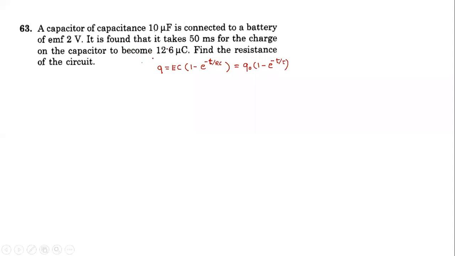Okay, let's see. How do you find the resistance of the circuit? Let's put those values in this equation. So what is Q equal to? 2.6 microcoulomb. What is EC equal to? 20 microcoulomb.